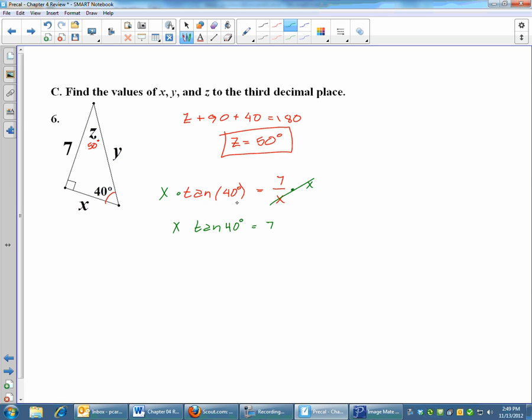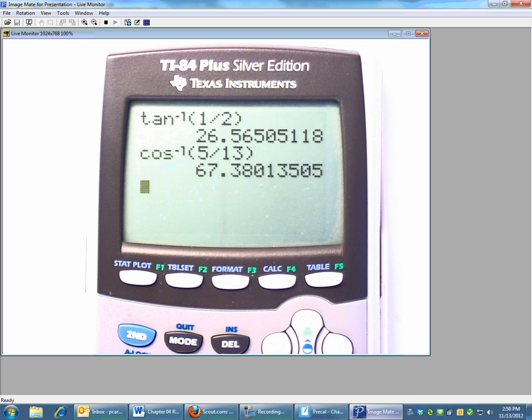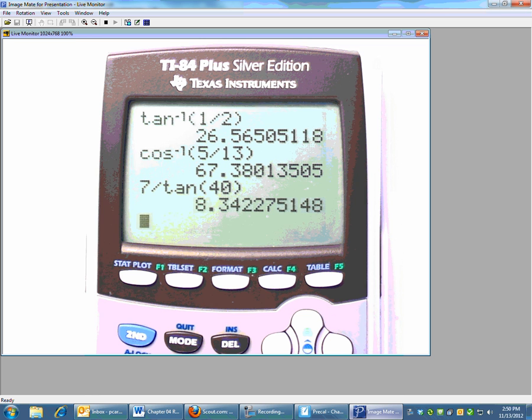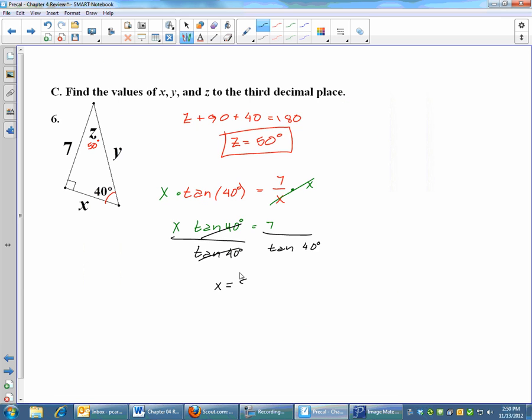is equal to 7, and then we will divide by the tangent of 40. Divide by tan 40. And then we will punch this in the calculator. 7 divided by the tangent of 40. Hit enter, and you get 8.342. So x equals 8.342.